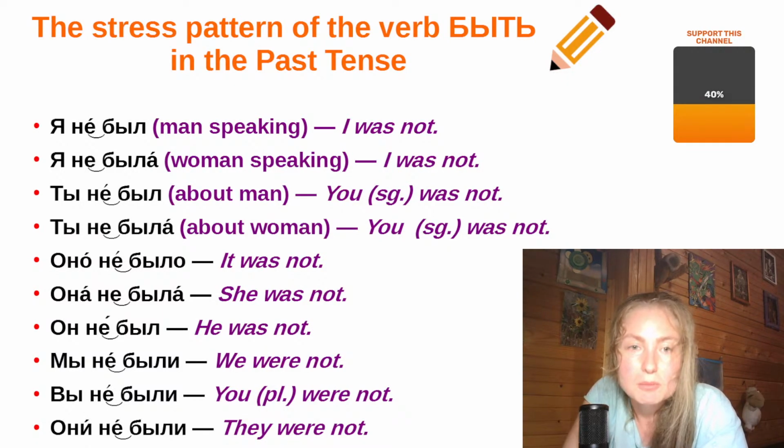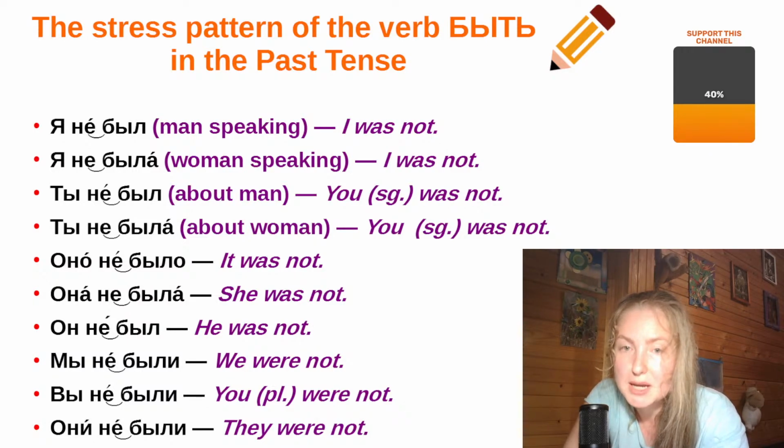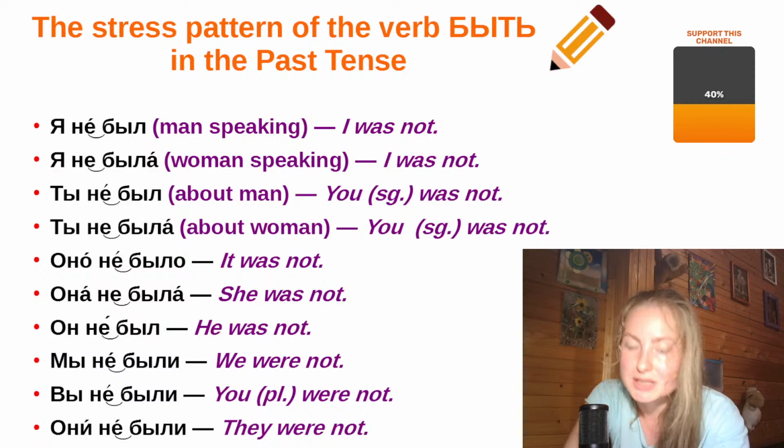Okay, neuter form. Оно не было. So it was not. The accent again falls on negative particle. Again, pay attention to the pronunciation of the last letter O in the word было. We write O, but pronounce it like A because it doesn't have a stress. So that's why I say it like оно не было.